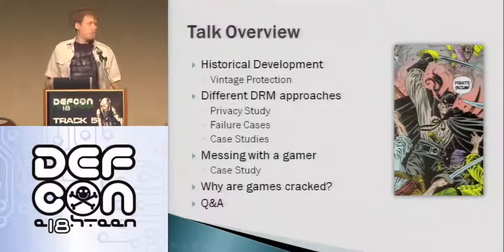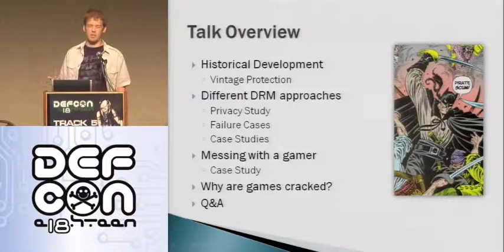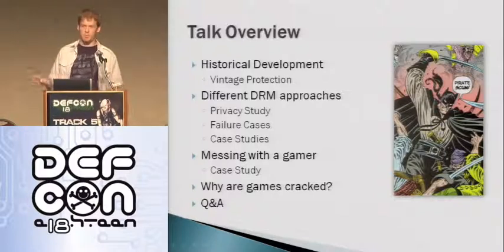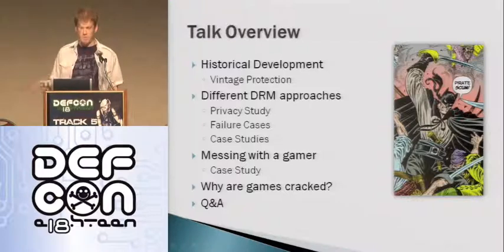The outline for my talk is, first we'll start off with some historical development, which is about the copy protection that DRM and everything we're going to talk about and the privacy impacts actually came from. It's important to understand the historical development to understand where we really are at this point in time. Then we'll look at the different DRM approaches that exist at the moment. We'll do a privacy study on each of them. We'll look at some of the failure cases, which might be or might not be, depending on if you did it or not, quite amusing, and then we'll look at some of the case studies in particular and give names to things.